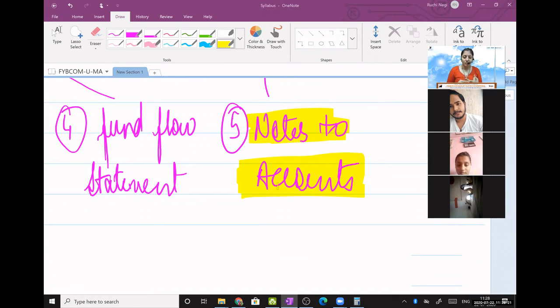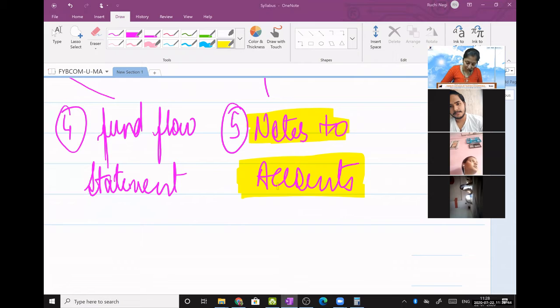Then third, I discussed with you the cash flow statement. I told you what a cash flow statement is. It will help you to know how much cash has come into the business and how much cash has gone out of the business and for which expenses. And under cash flow, business activities are divided into three: financing activity, investing activity, and operating activity.